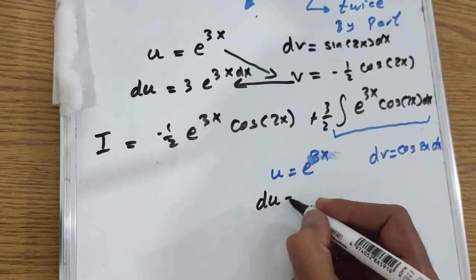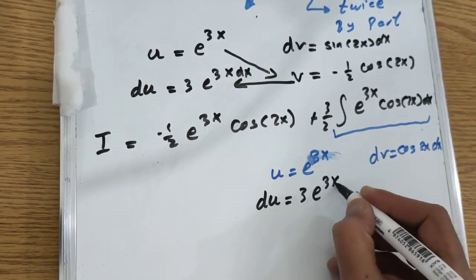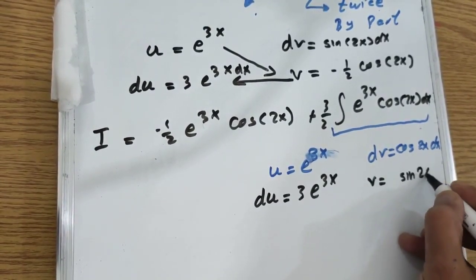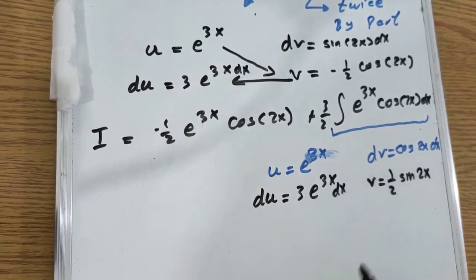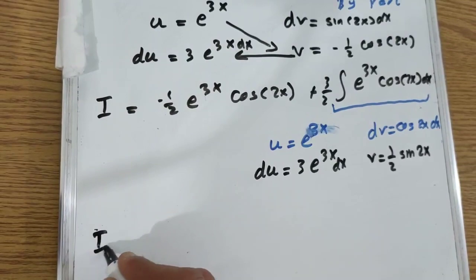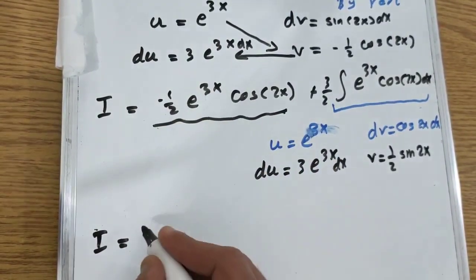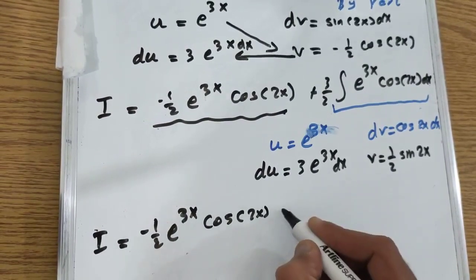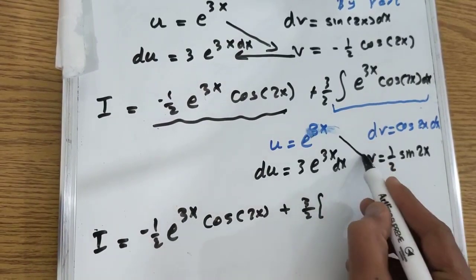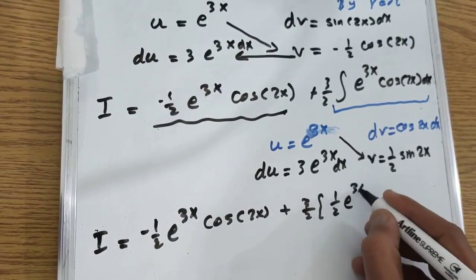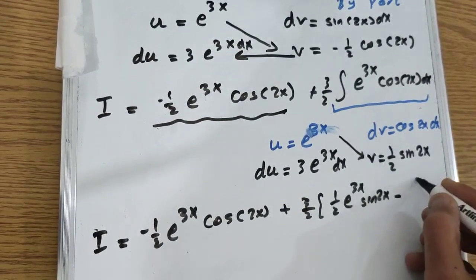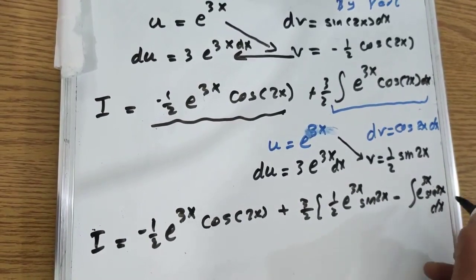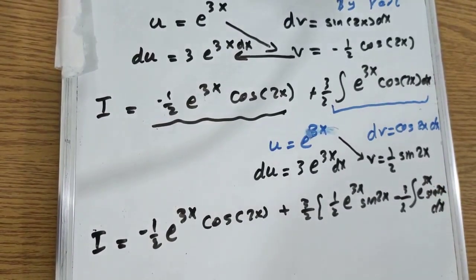We can have now du, which is 3 e power 3x, and v, which is equal to the integration of cosine, which is sine 2x times 1 over 2. Now our integration will equal, the first term is negative half e power 3x cosine 2x plus 3 over 2 times u times v, which is half e power 3x sine 2x, minus integration v du, which is e power 3x sine 2x dx, and the constant outside, which is 3 over 2.